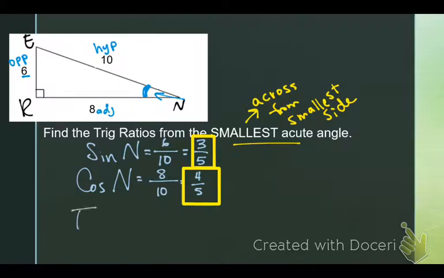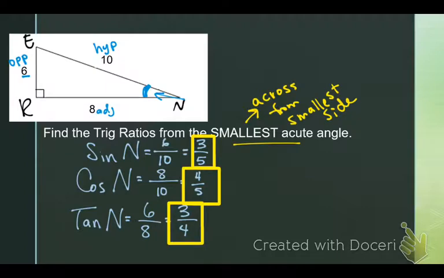And then the last, we need tangent from the angle of N. So toa, like boa. Tangent is opposite, which is 6, over the adjacent, which is 8. Reduce this down to 3/4. So to solve it, do you have to do all 3? You have to do all 3.